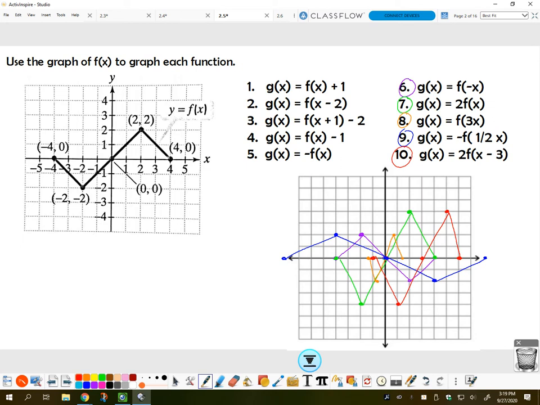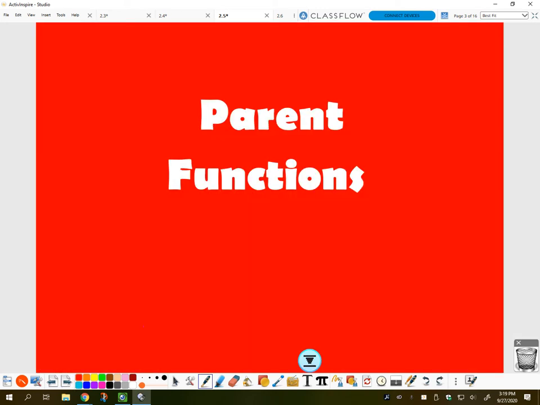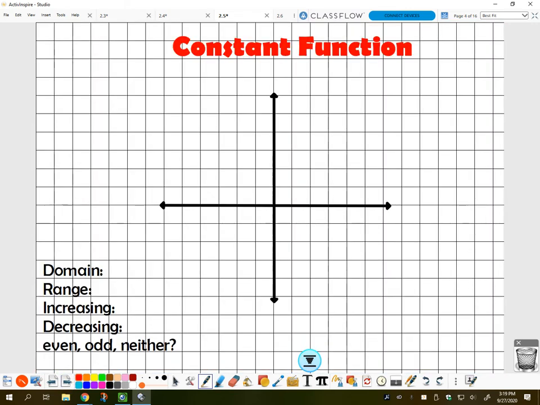All right, so our goal with this lesson is to be able to do this with our parent function. So the next thing we have is remembering your parent functions. All right, so a constant function, the equation for that is going to be y equals some number. I'm just picking 2. So we would have a horizontal line is what a constant function looks like. So that domain is negative infinity to infinity. That range is negative infinity to infinity. That is never increasing or decreasing. And it would be considered an even function because it has y-axis symmetry.